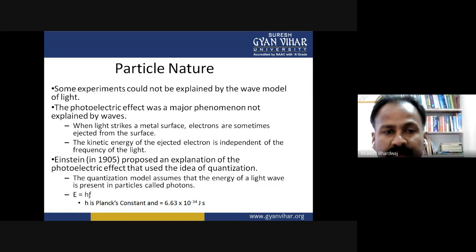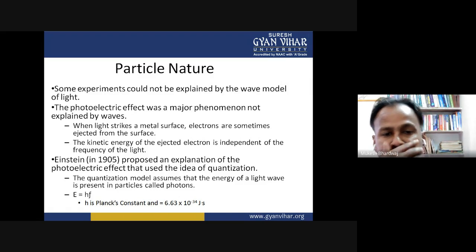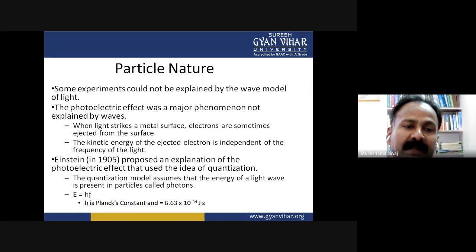The photoelectric effect was a major phenomenon not explained by the waves. When light strikes a metal surface, electrons are sometimes ejected from the surface. The kinetic energy of the ejected electron is independent of the frequency of the light.